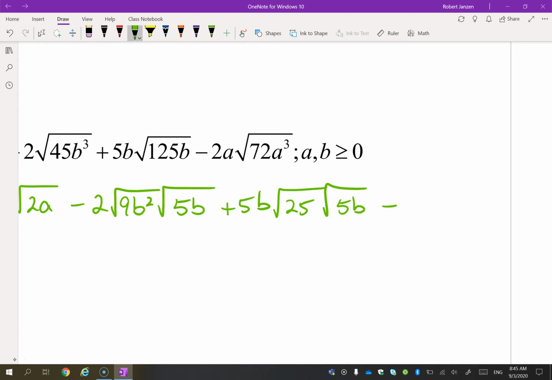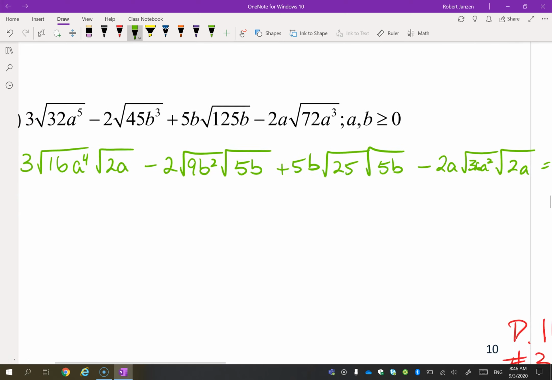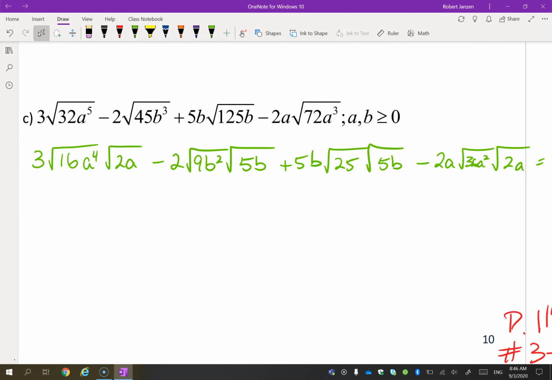And then minus 2a. Is there a factor of 72 that's a perfect square? Yeah, 36a squared, 2a. By the way, when you see a question like this, you should pause the video and always try it yourself first before you watch me do it. It's good practice for you to do it.